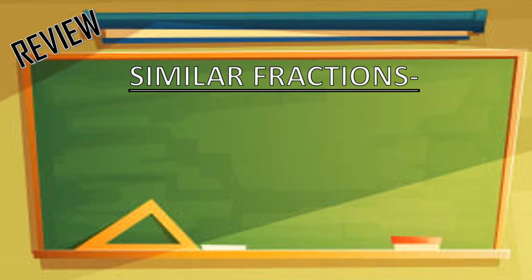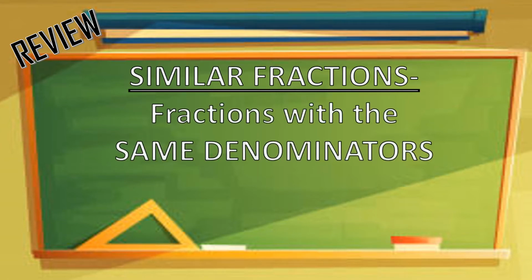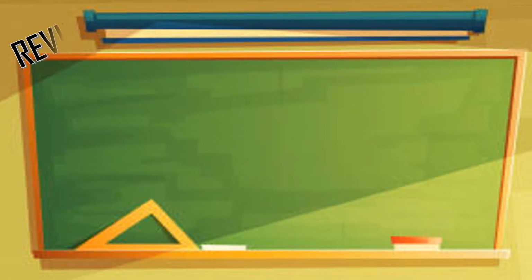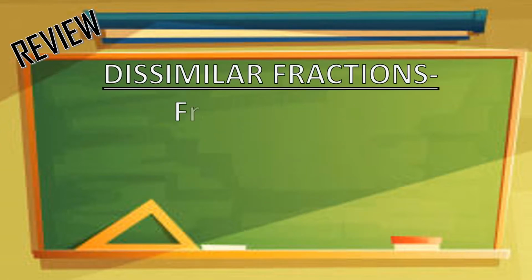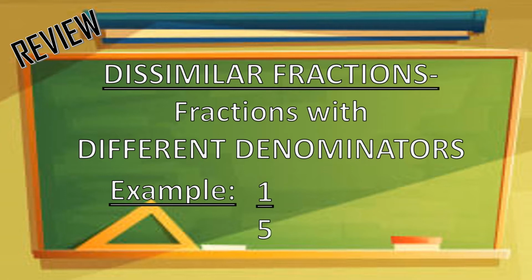So when we say similar fractions, these are fractions with the same denominators. For example, 1/5 and 3/5. Dissimilar fractions. These are fractions with different denominators. For example, 1/5 and 3/8.